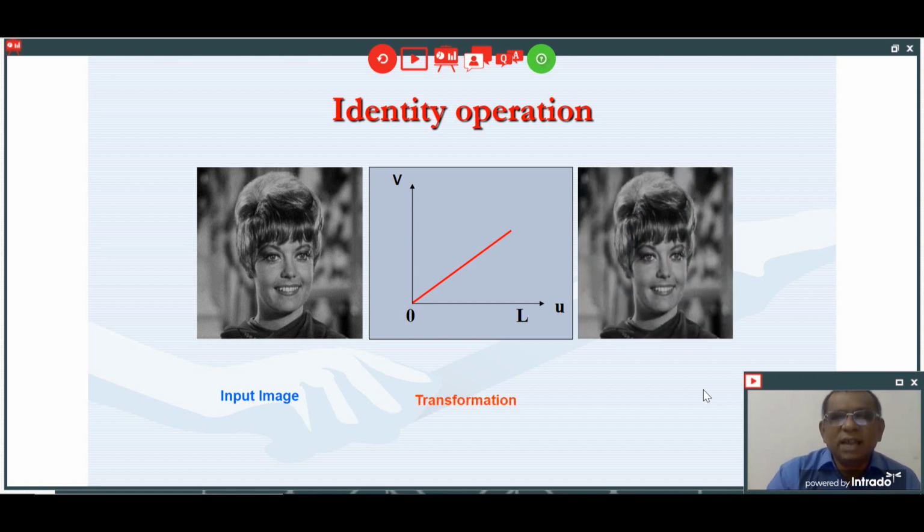So this device performs like a voltage follower or a buffer. The output image is identical to the input image. A classic example with respect to electronics is a buffer or a voltage follower.